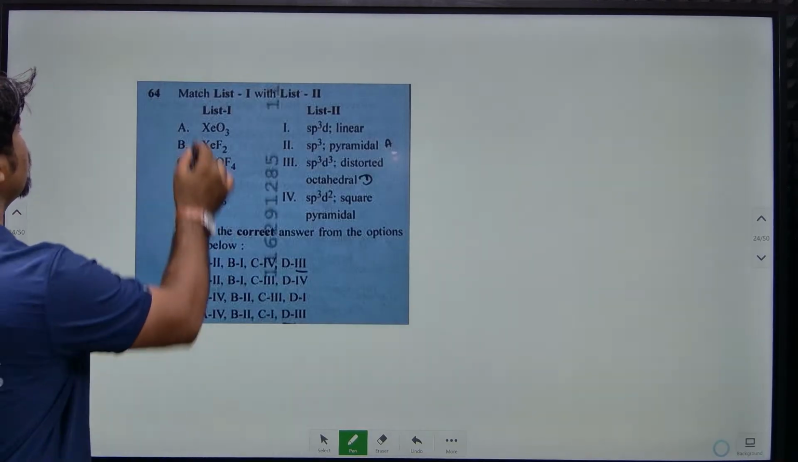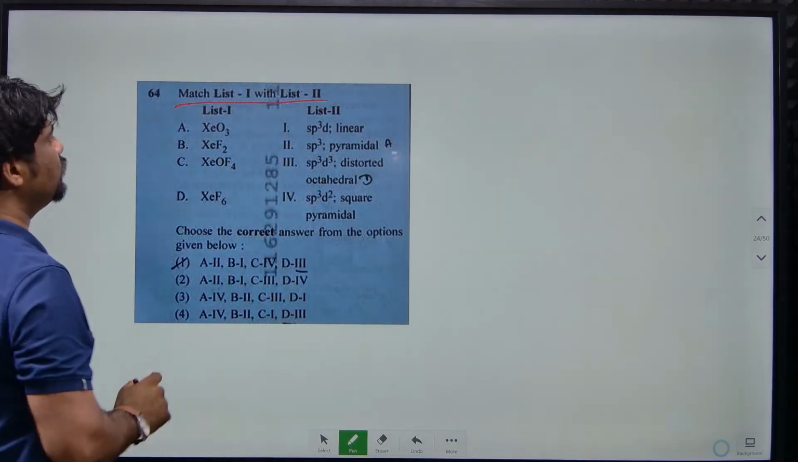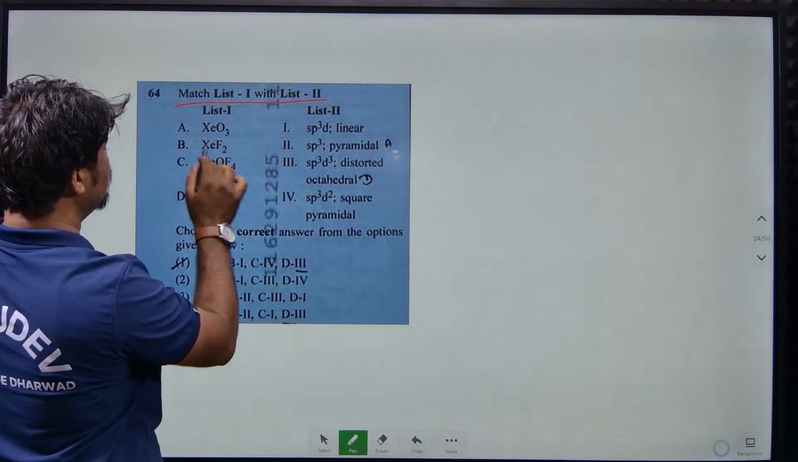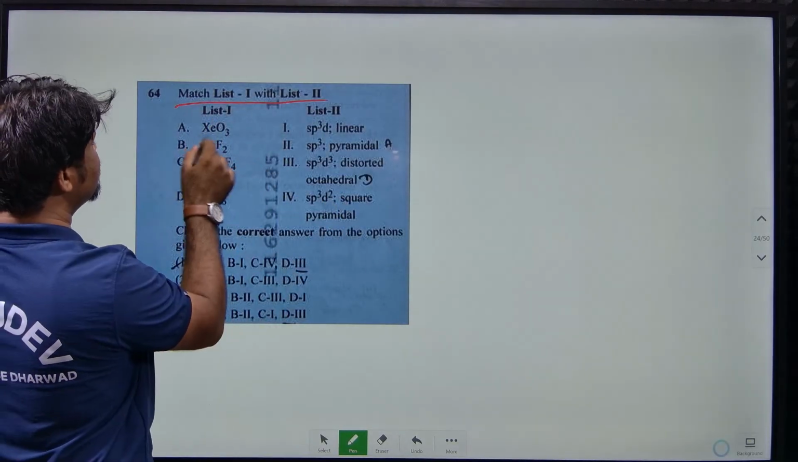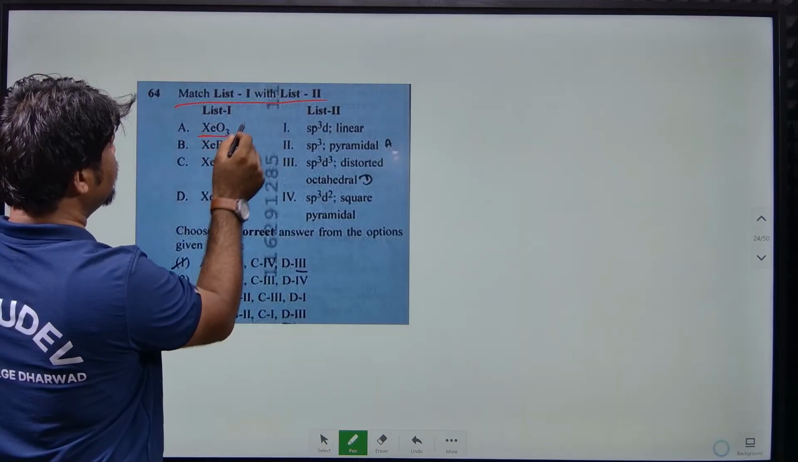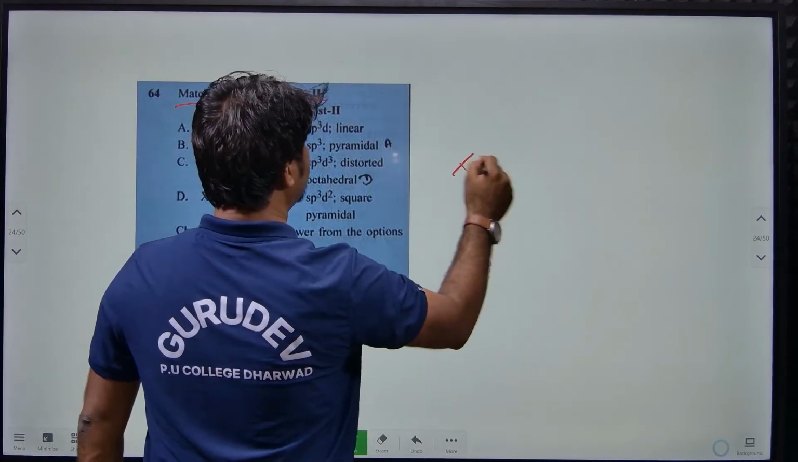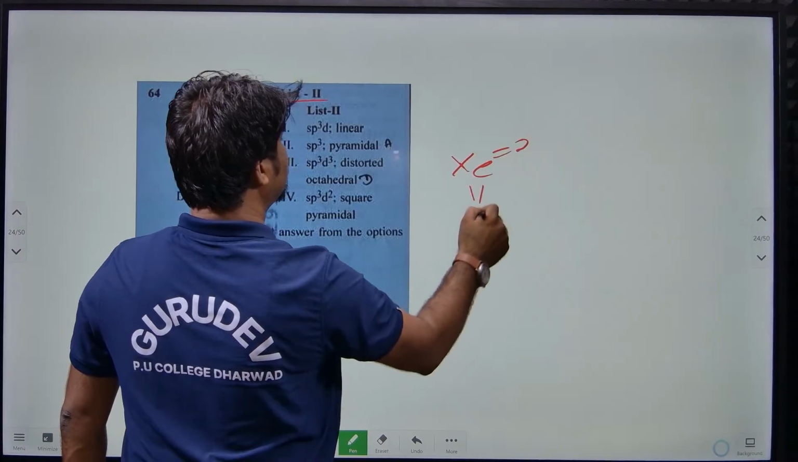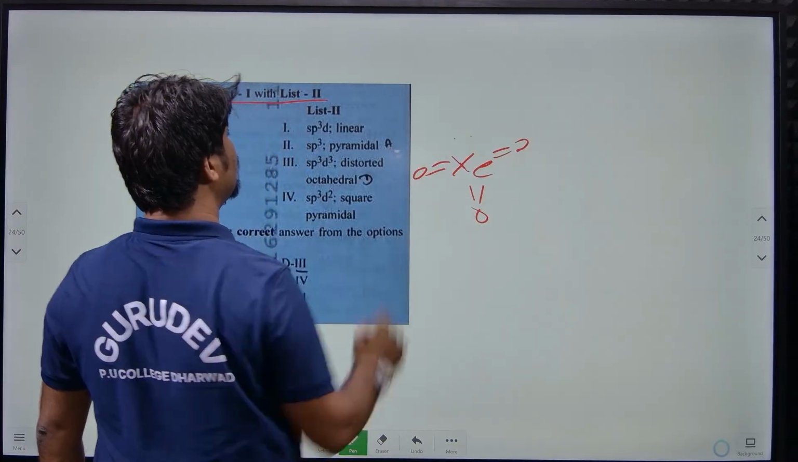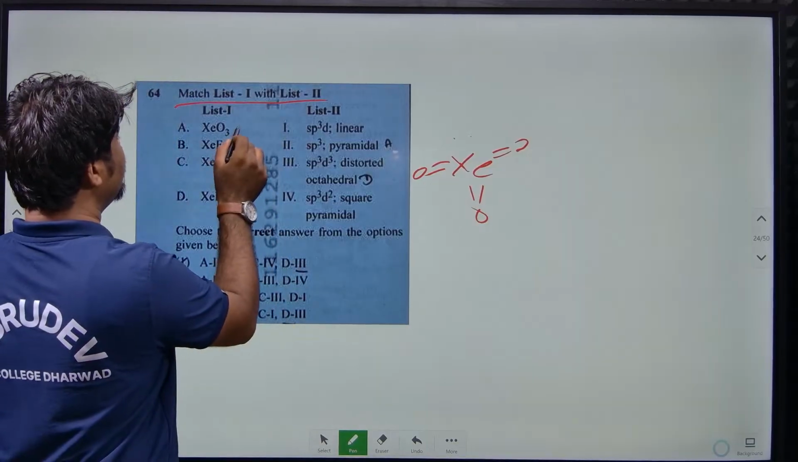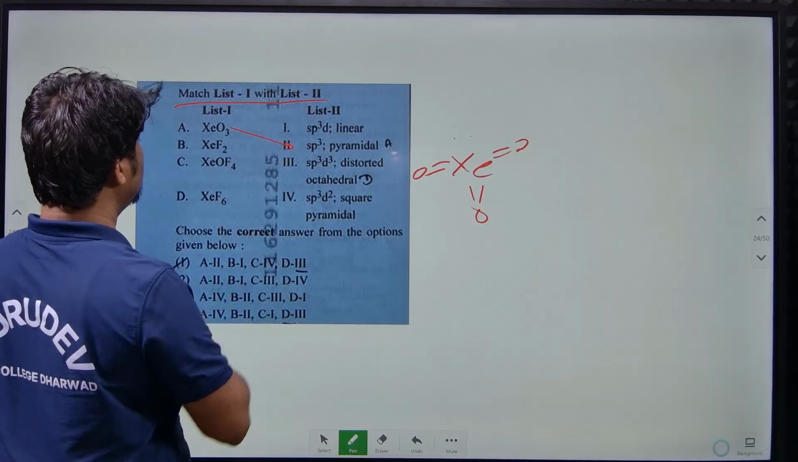Go to the next. Match list 1 with list 2. Choose the correct statement. XeO3, nothing but xenon with 3 oxygens with double bonds and 1 lone pair of electrons. Hence it gives sp3 hybridization with pyramidal shape.